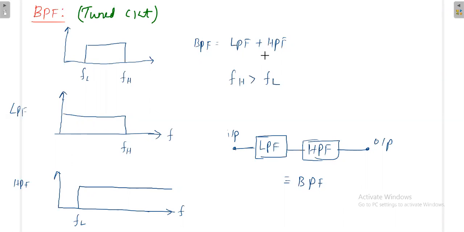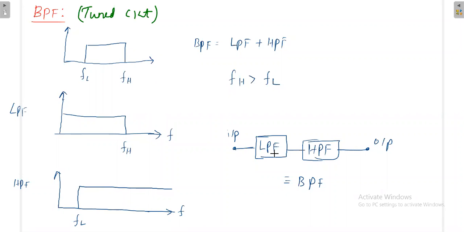Suppose the band pass filter is made with the help of both a low pass filter and a high pass filter. The only condition is that the higher cutoff frequency should be greater than the lower cutoff frequency. Because for a low pass filter we have the higher cutoff frequency, and for a high pass filter we have the lower cutoff frequency.